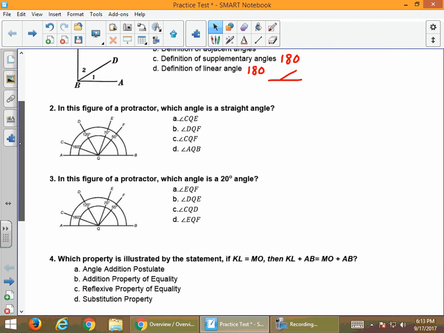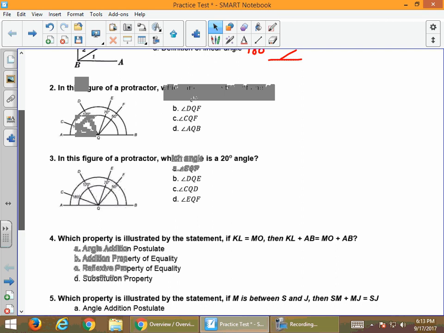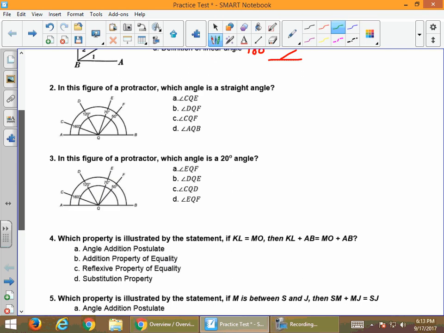Okay, number 2, in the figure of the protractor, which angle is a straight angle? You need to know that a straight angle means that it adds up to 180 degrees. So as I look up here at the straight angles, AQB is the only one. AQB is the only one that adds up to 180 degrees.